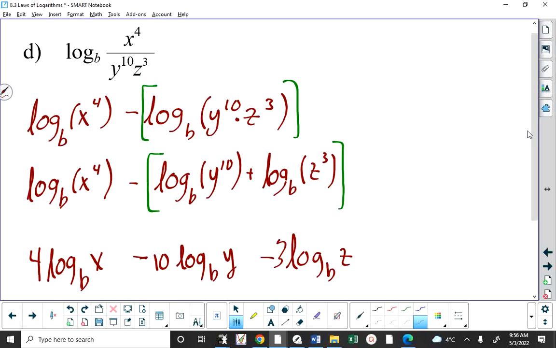Like there's a z cubed on the bottom of the original argument of the logarithm. So that is going to become 3 log of z, but it will be negative because that part of the argument's on the bottom. So anything on the top is a positive logarithm, anything on the bottom is negative.